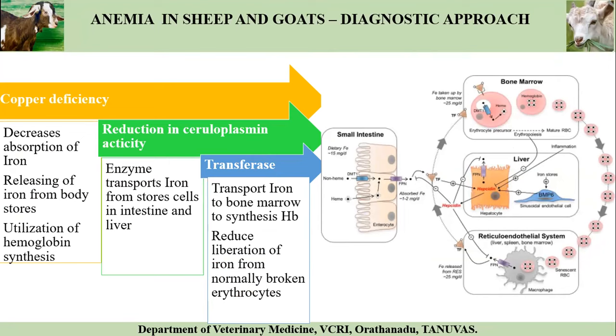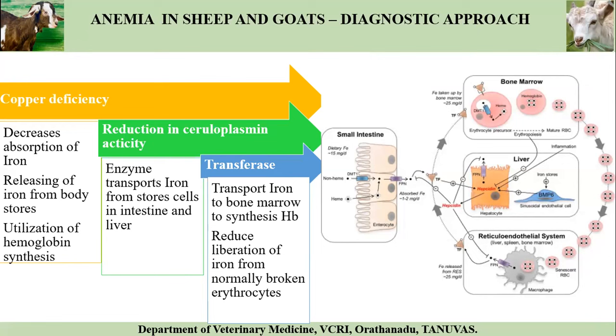And one more important enzyme is the transferase. It usually transfers the iron to bone marrow to synthesize the hemoglobin. So reduced liberation of the iron from the normally broken erythrocytes will happen if there is any deficiency of the transferase. So at this stage, how can you diagnose copper deficiency? Either reduction in the ceruloplasmin activity, SOD estimation, or transferase enzyme estimation, you can confirm the case has a copper deficiency.